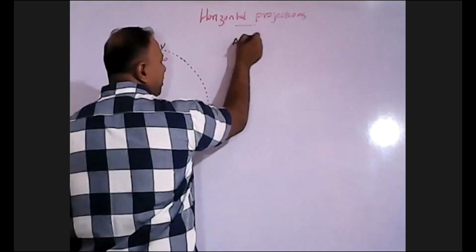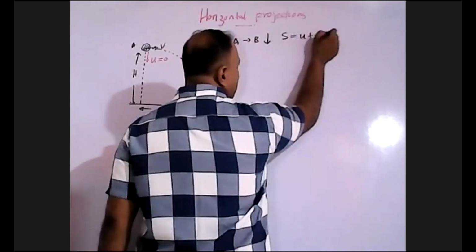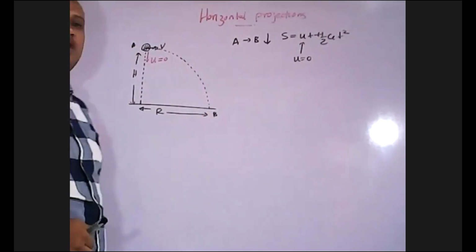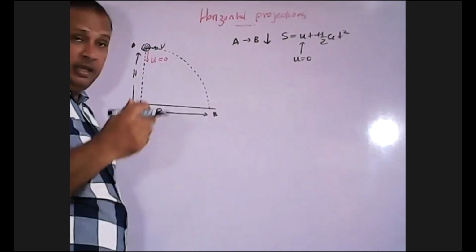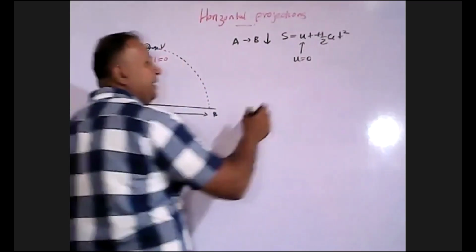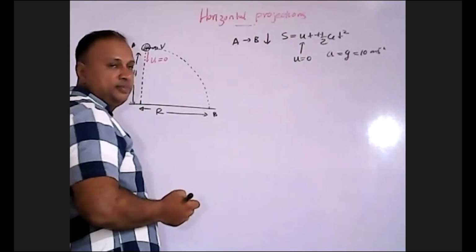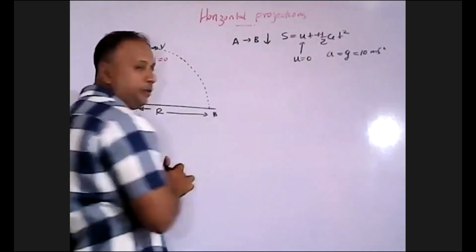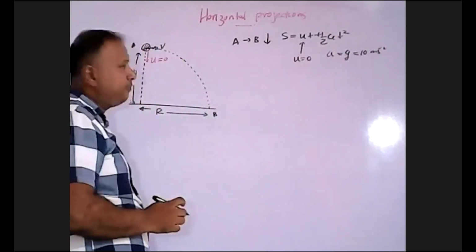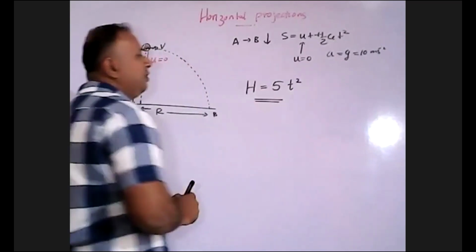So if I write an equation from A to B towards the downward direction, it is equal ut plus half at square. You know the initial vertical velocity is 0. Due to that reason, the term ut is 0 and you know the value of A. A is equal to G, that means 10 ms minus 2. Therefore, if I apply these two into this equation, this term will be 0. Half G means half 10, that is 5. Therefore, H is equal to 5t square.